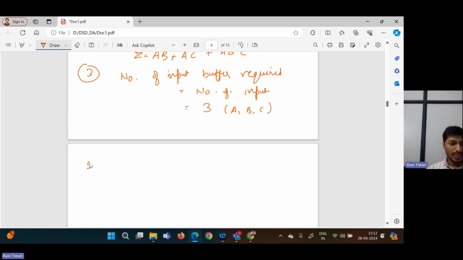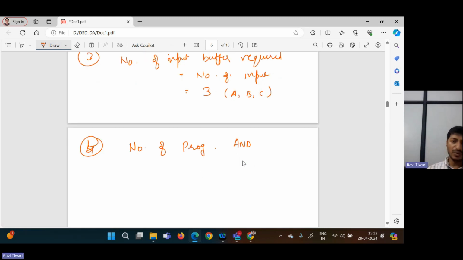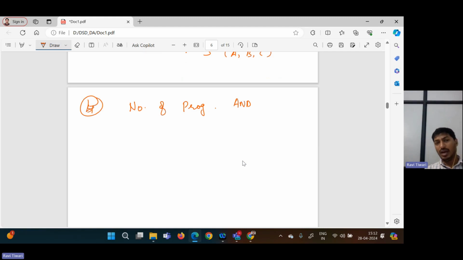Now the fourth step is to find out the number of programmable AND gates. For that, we have to write down all the expressions that we got in step number 2. So as we calculated the minimal SOP form of X as A bar B plus AC. Similarly, we calculated Y is equal to A bar B bar plus B bar C. Similarly, Z was A bar B plus A bar C plus A B bar C.